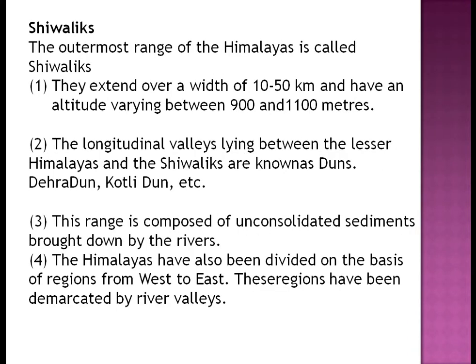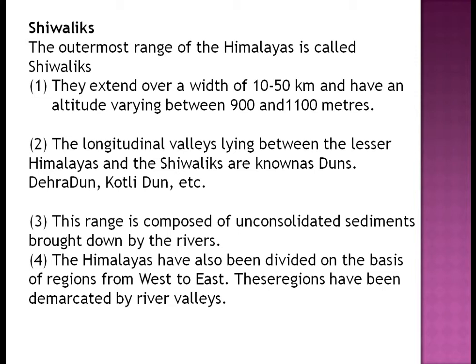Next, Shivalik. This is the third range. The outermost range of the Himalaya is called Shivalik, and it extends over 10 to 15 km wide with an altitude varying between 900 and 1100 meters. The longitudinal valleys that lie between the Lesser Himalaya and the Shivalik are known as Doons, such as Kotli Doon, Patli Doon, Dehradun, and so on. These ranges are composed of unconsolidated sediments brought down by the rivers.